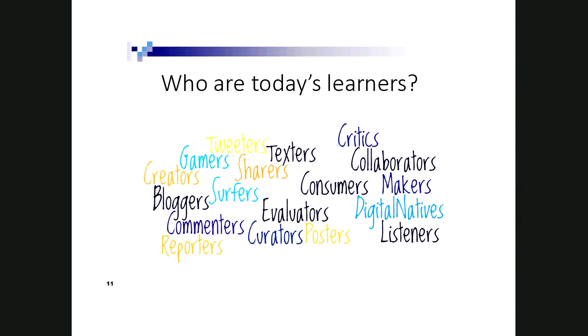And we know that when kids come to school, they don't want to power down. They want to be able to continue those kinds of collaborative, creative communication that they have in the rest of their lives. So this is just a slide that shows the kinds of things that kids are doing online. They're reporting things to each other. They're sharing and sometimes oversharing. They're texting constantly. They're collaborating, etc.